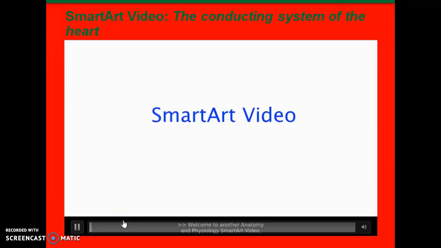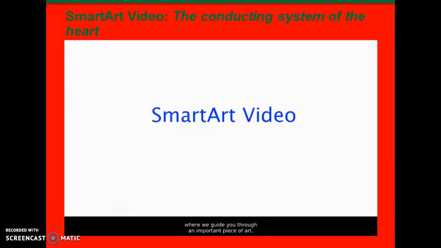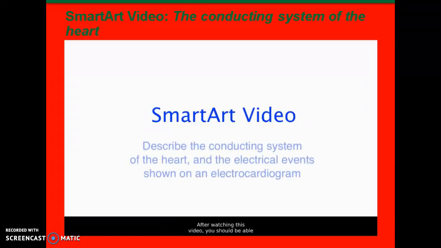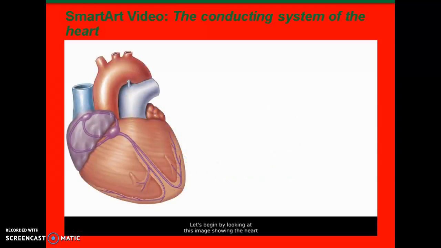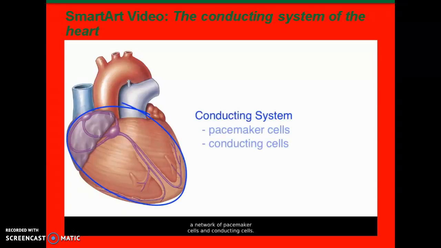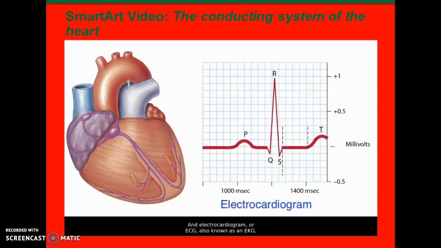Welcome to another Anatomy and Physiology Smart Art video, where we guide you through an important piece of art. After watching this video, you should be able to describe the conducting system of the heart and the electrical events shown on an electrocardiogram. Let's begin by looking at this image showing the heart and its conducting system, a network of pacemaker cells and conducting cells. An electrocardiogram, or ECG, also known as EKG, measures the electrical activity of the conducting system.